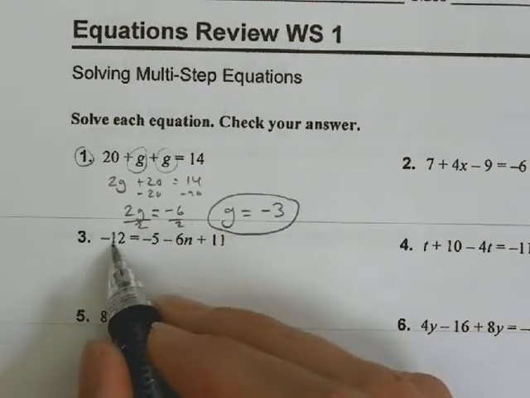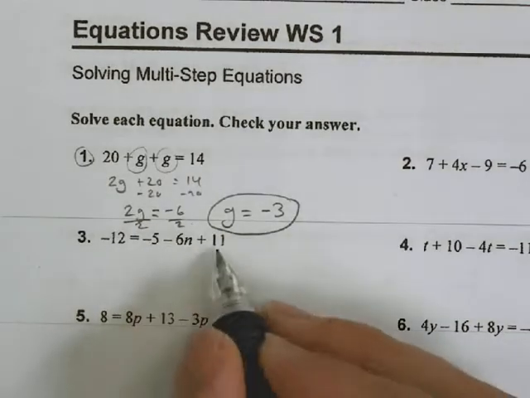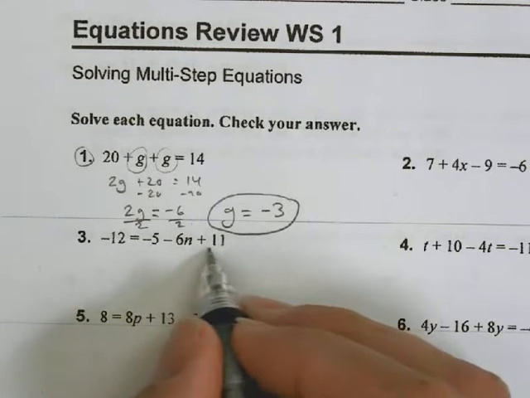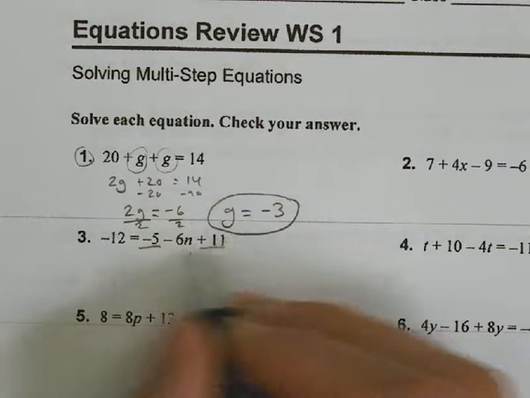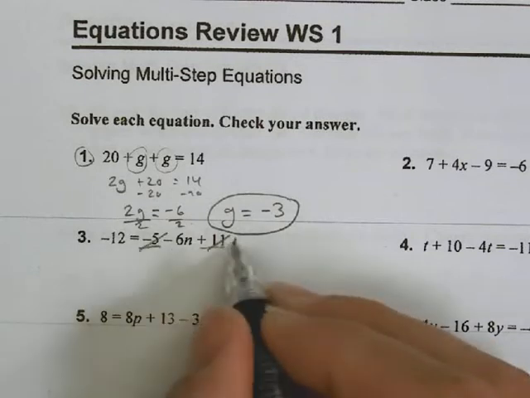Okay, number 3. I have negative 12, negative 5, negative 6n, 9, plus 11. Combine my like terms here. I have an 11 minus 5. 11 minus 5 is 6. So if I take those out here, I really have a plus 6.